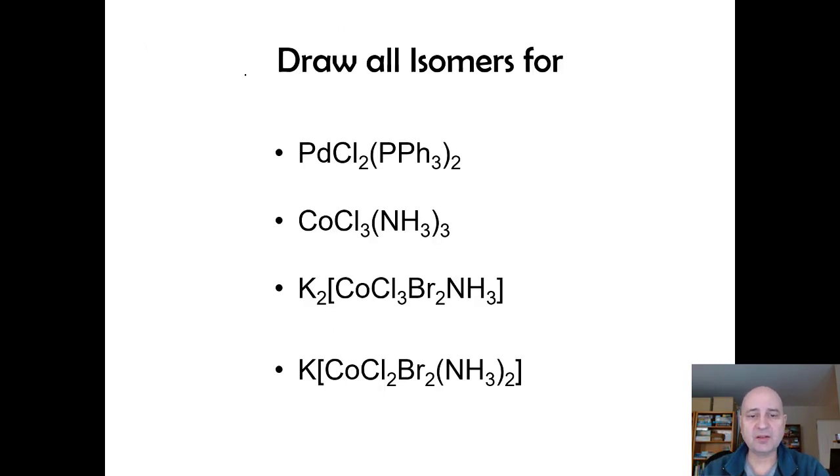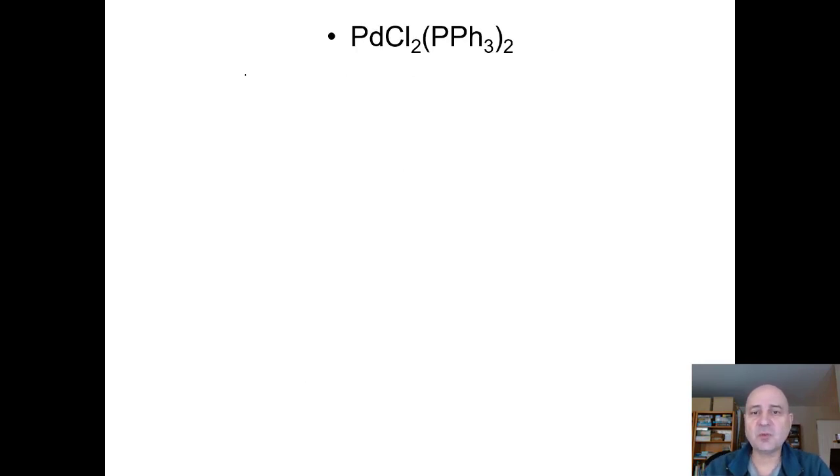So we're gonna just practice drawing isomers for these examples here. Let's just go through it one by one, right? So this first one, what you want to do is determine its shape. So if we have 4 attached ligands, we have 2 potential geometries, square planar and tetrahedral. But we do know that for palladium we can only have square planar. So I do expect you to know this as well.